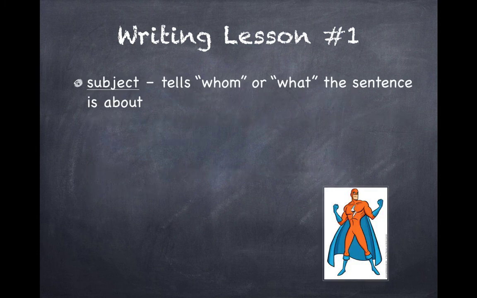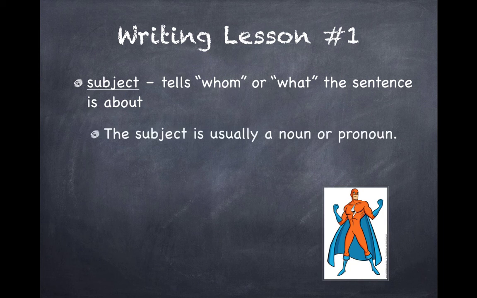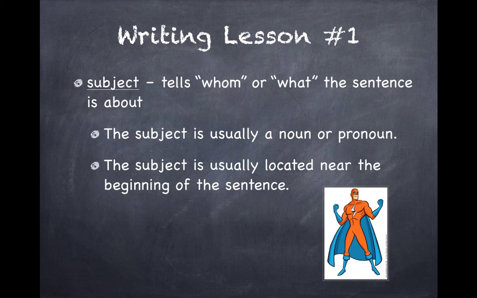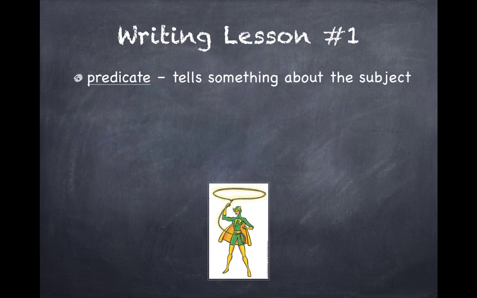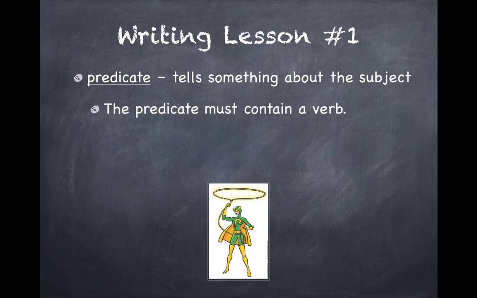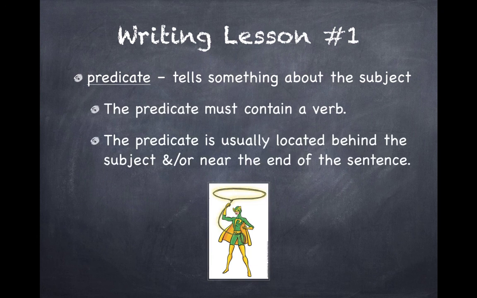Let's begin with subject. The subject tells whom or what the sentence is about. Some other important characteristics of a subject are: the subject is usually a noun or a pronoun, and the subject is usually located near the beginning of the sentence. Now, a predicate is going to tell something about the subject. The predicate must contain a verb, and the predicate is usually located behind the subject and or near the end of the sentence.